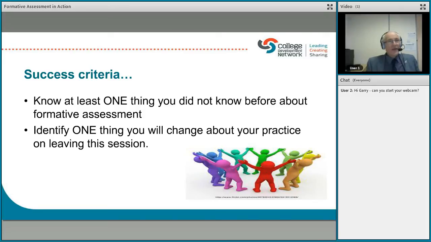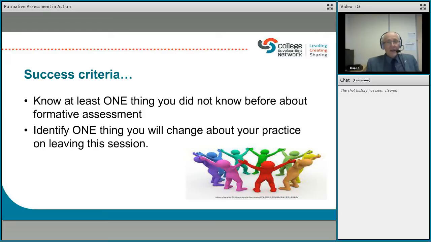So two bits of formative assessment in action are very straightforward. You share the learning intentions or the learning aims and objectives with your students, which I'm pretty sure in our sector just about every lecturer does. And identifying one thing you'll change about your practice, we wouldn't be doing our job if we didn't change our practice based on formative assessment practice.